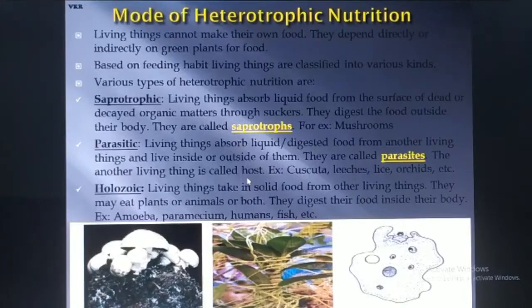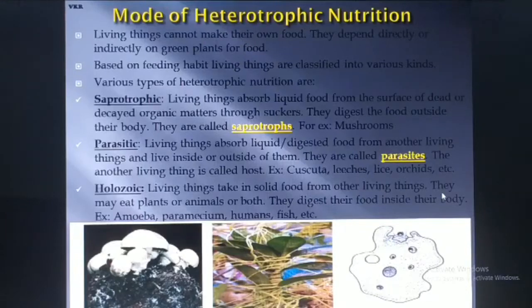But in animals, there are parasites which live inside the body, so they are called endoparasites, and the parasites which live outside the host body are called ectoparasites. Here examples of parasites are mentioned as far as possible: cuscuta, leeches, lice, orchids, etc. Many examples you can also find out as per your awareness.